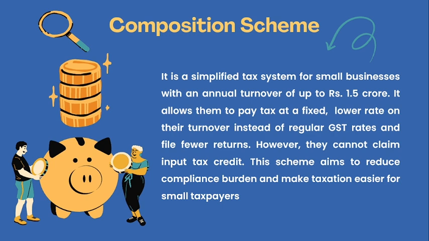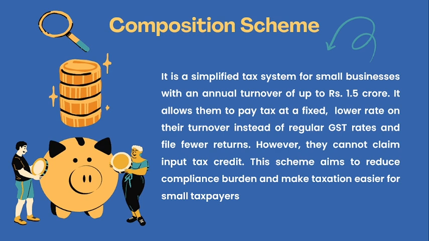Composition taxpayers cannot collect tax from customers or claim input tax credit, and must display the words "composition taxable person" on their invoices and premises also. They are required to file quarterly returns in form CMP08 and an annual return in GSTR4. While the scheme offers simplicity and lower tax liability, it also comes with limitations such as no ITC, restriction on interstate sales, and prohibition on selling through e-commerce platforms, making it suitable mainly for small local businesses.